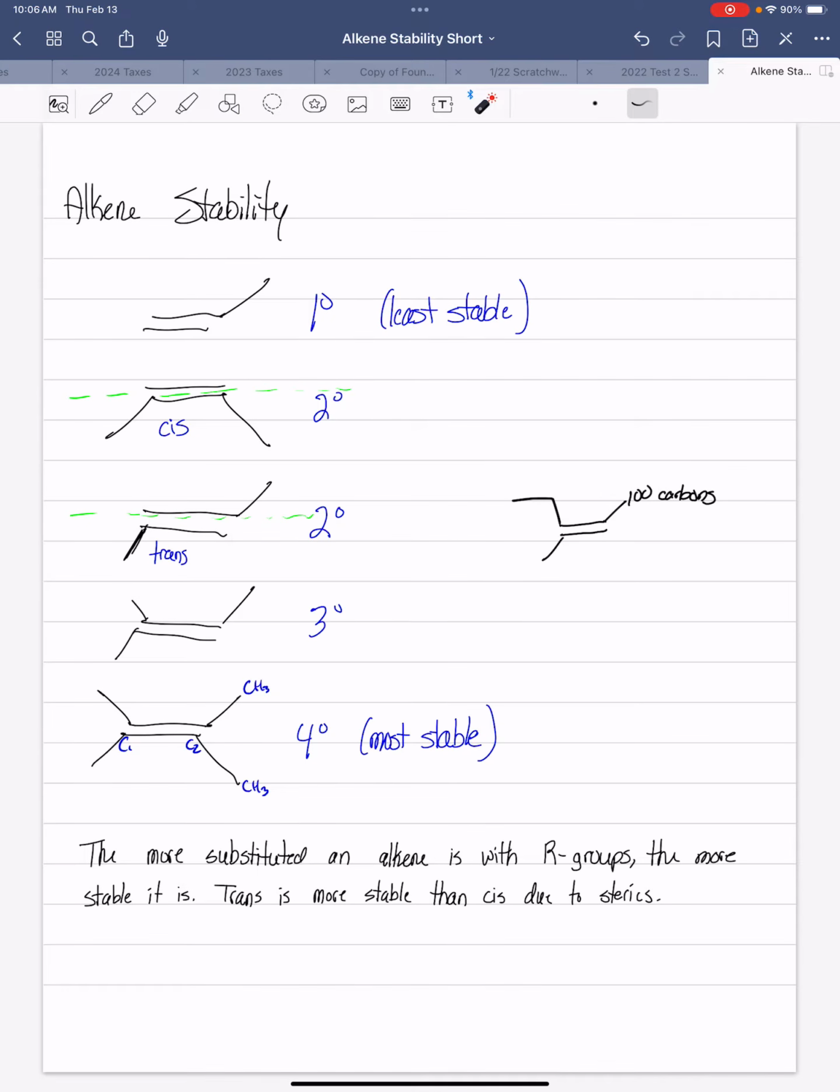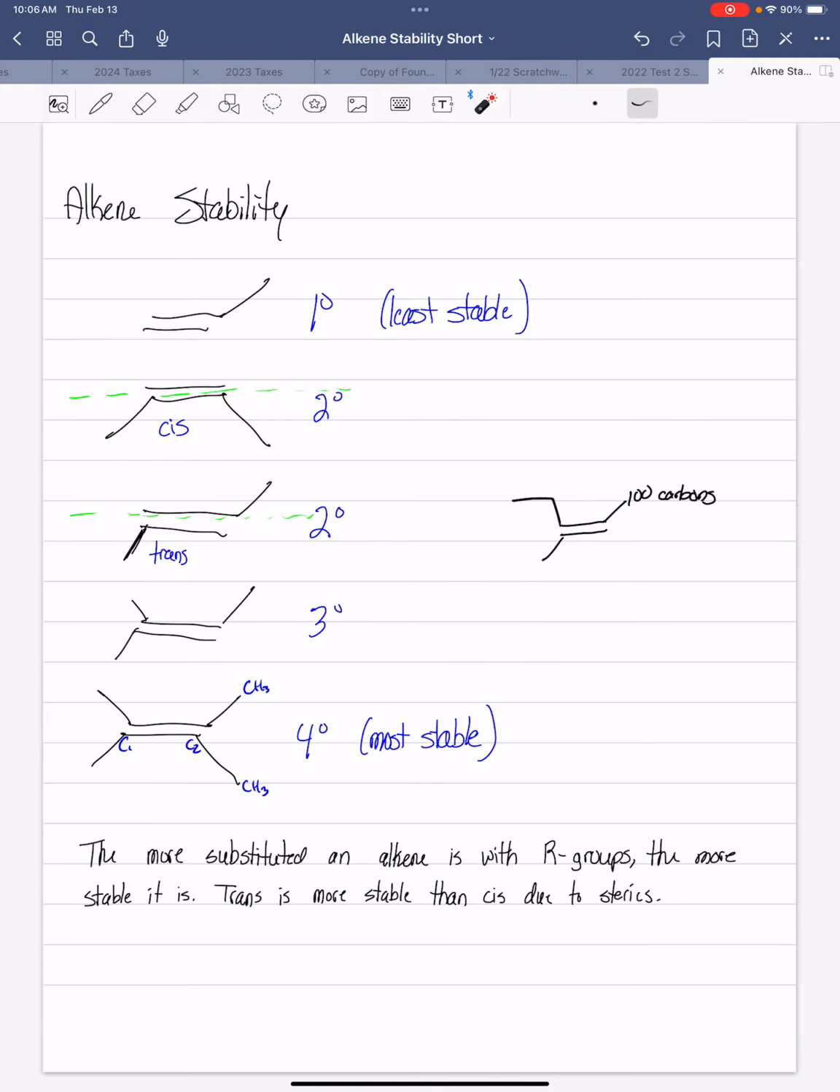Okay guys, here is a short video explaining alkene stability. Understanding how stable an alkene is a fairly simple yet important topic in organic chemistry. So anytime we use the elimination mechanism, it will always result in the formation of an alkene.